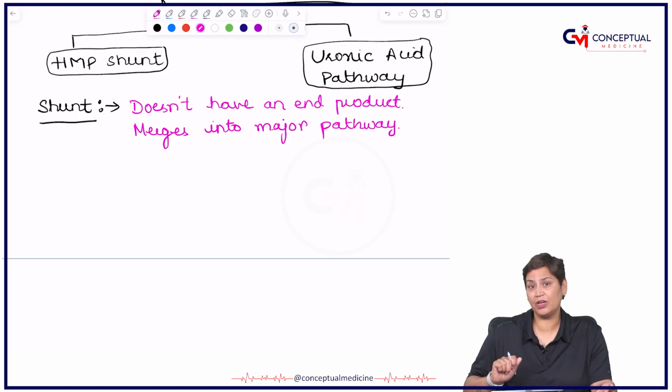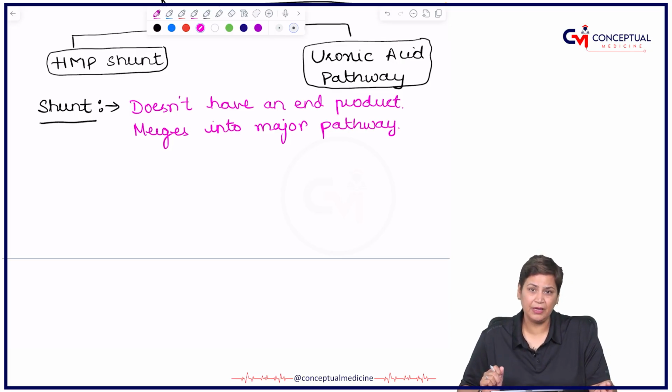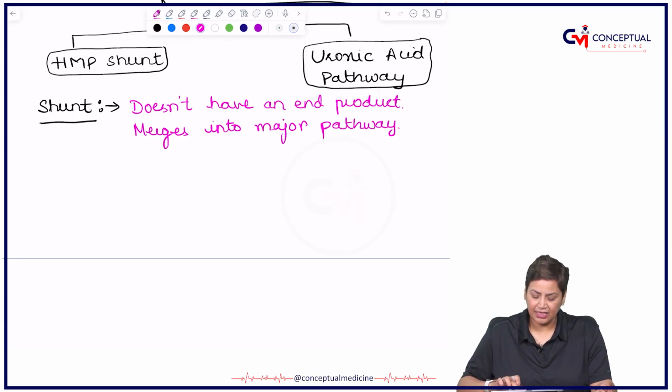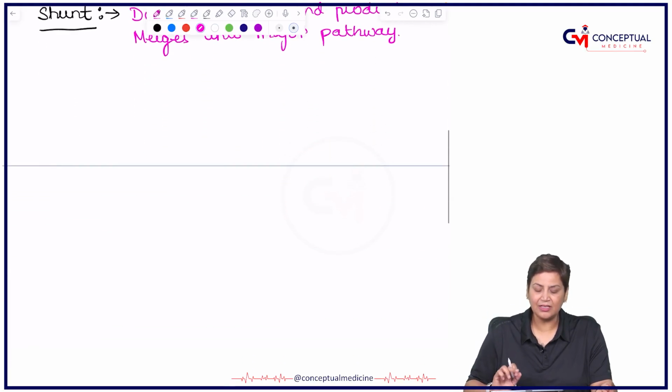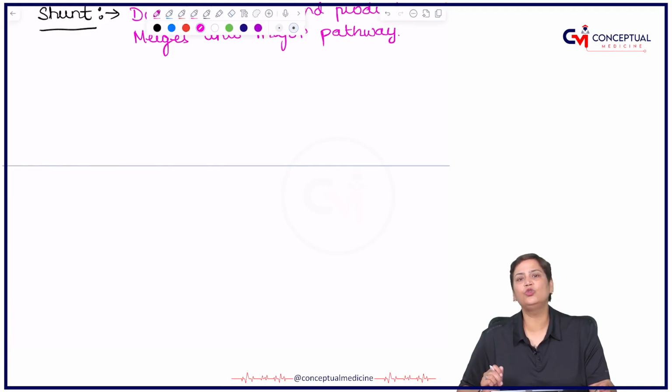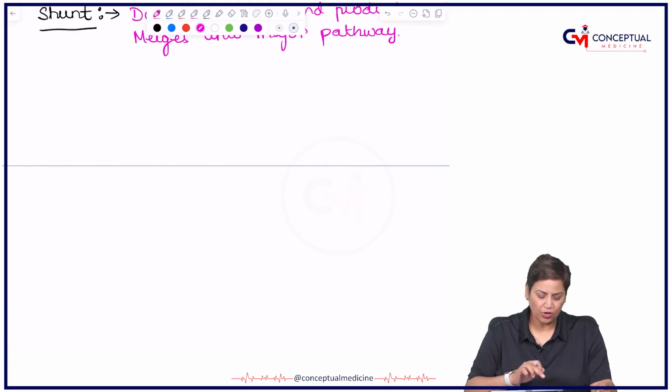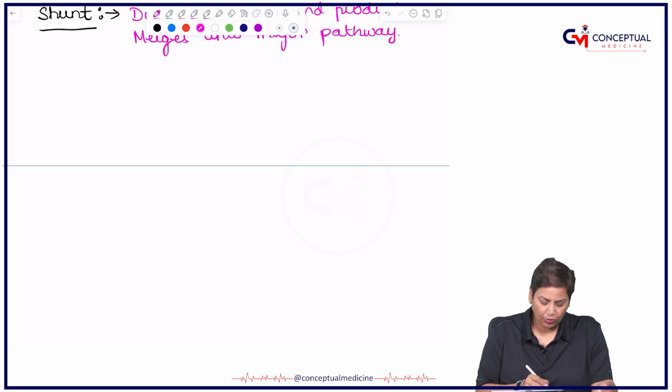A second shunt which we are going to study is the HMP shunt, which again plays a very important role, right? And these are always, remember, the alternative pathways of glucose oxidation. Now first of all, we are going to take this HMP shunt in detail. After that, we will go over to the uronic acid pathway. So just now I have told you what a shunt is, which does not have an end product.